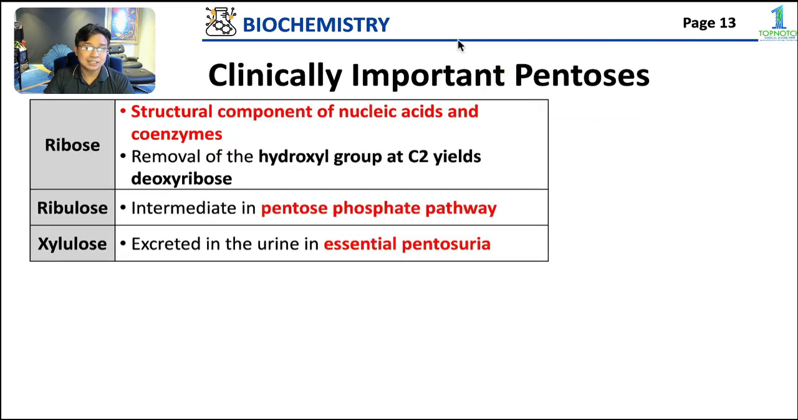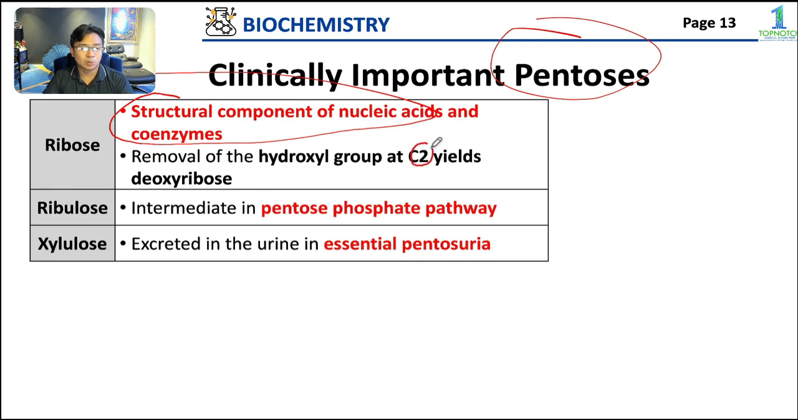Next, we head to the clinically important pentoses. These are monosaccharides having 5 carbon atoms per sugar unit. Ribose serves as the component of nucleic acids and coenzymes. And removal of the hydroxyl group at carbon 2 yields a deoxyribose structure. Ribulose is an intermediate product in the pentose phosphate pathway. And in patients having essential pentosuria, meaning you are urinating pentose units, the major pentose there is xylulose.